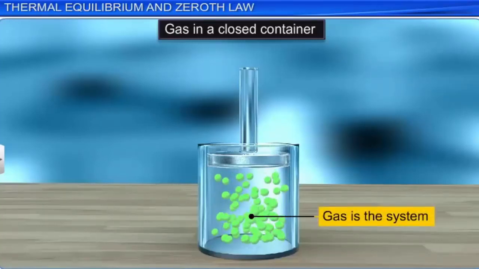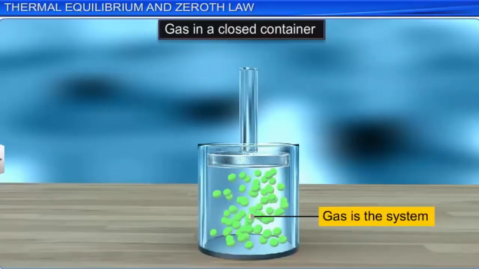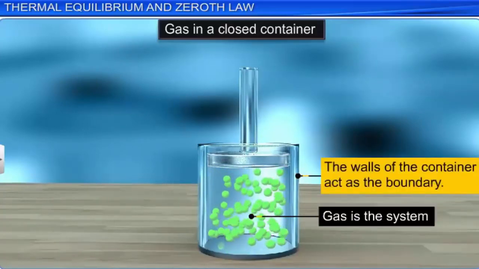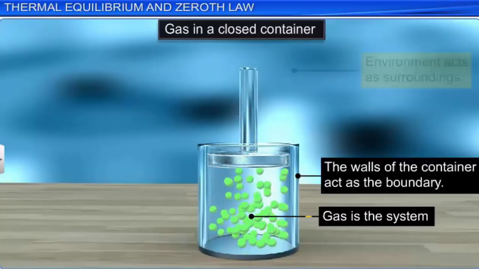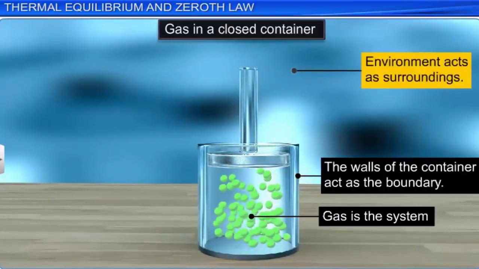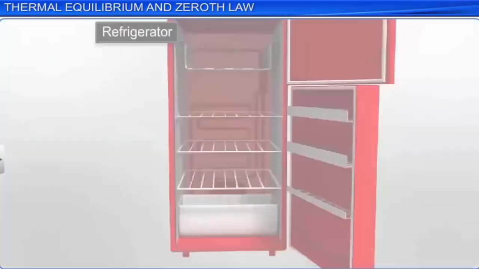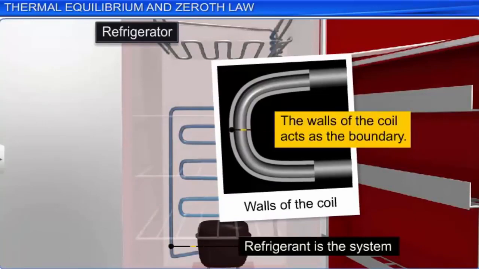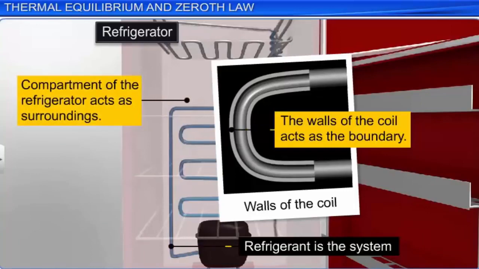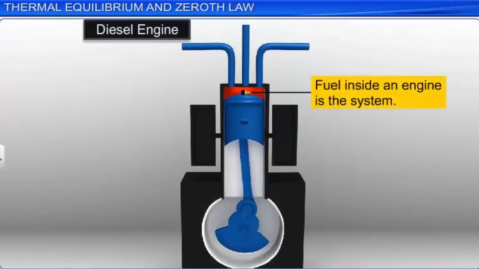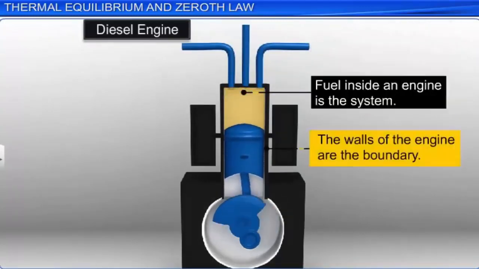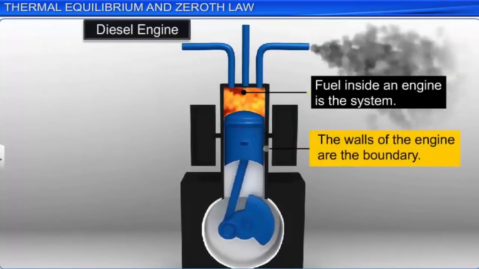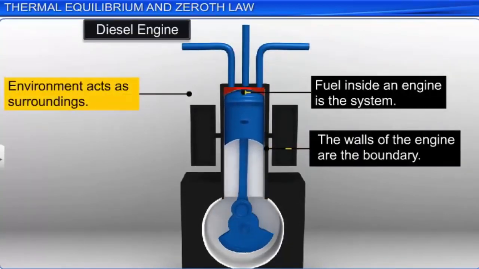Gas in a closed container is the system. The walls of the container act as the boundary. The environment acts as surroundings. Refrigerant is the system. The walls of the coil act as the boundary. The compartment of the refrigerator acts as surroundings. The fuel inside an engine is the system. The walls of the engine are the boundary. Environment acts as surroundings.